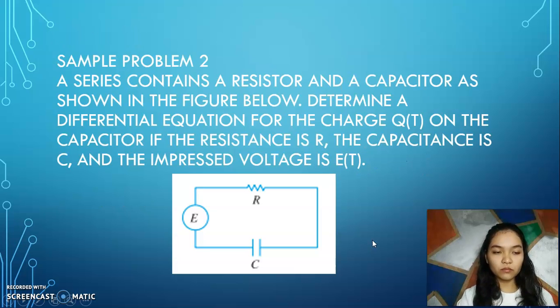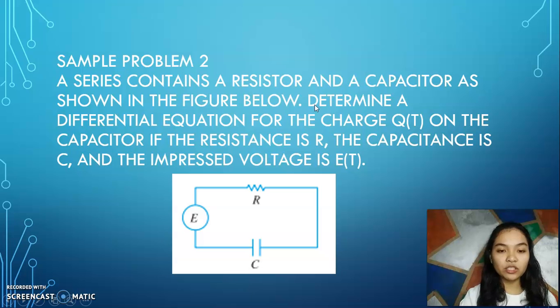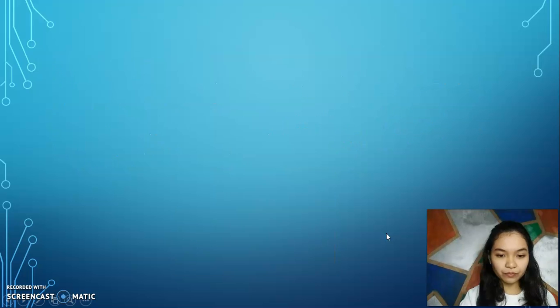Problem number 2. A series circuit contains a resistor and a capacitor as shown in the figure below. Determine a differential equation for the charge Q sub t on the capacitor if the resistance is R, the capacitance is C, and the impressed voltage is E sub t. In here, we can see that there is no inductance. The given are only the resistance and the capacitance. And again, we are to determine the differential equation for this problem.